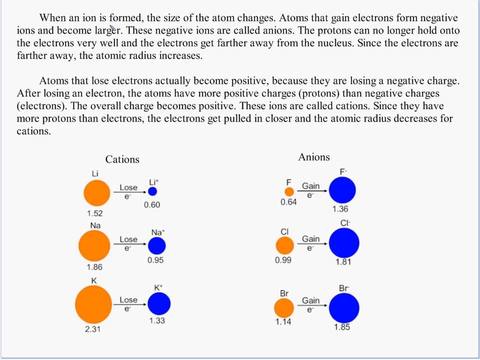Okay. When an ion is formed, the size of the atom, that's radius, changes. Atoms that gain electrons form negative ions and become larger. These negative ions are called anions. I'm looking down here, I see anions. So these anions get larger. It's like they eat some McDonald's, they get bigger. Yep, that's how it works, people. That makes sense, they're gaining electrons.